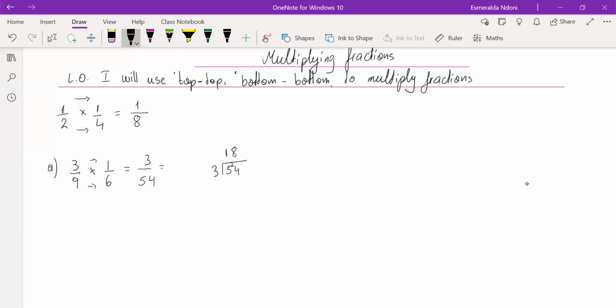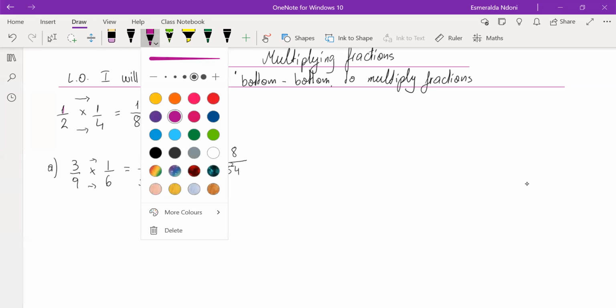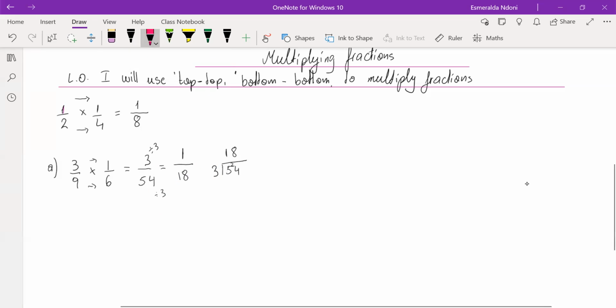We should always simplify our fractions. To simplify, we divide both the numbers by 3. 3 divided by 3 is 1, and 54 divided by 3 is 18. We did it right there, so we know that that's the answer.